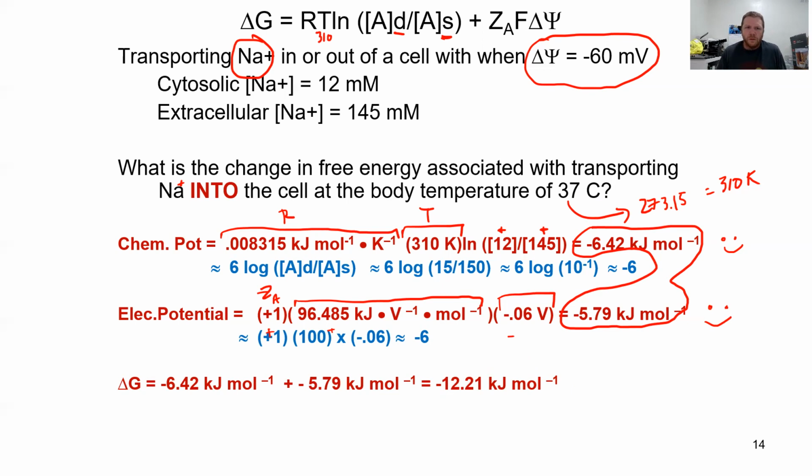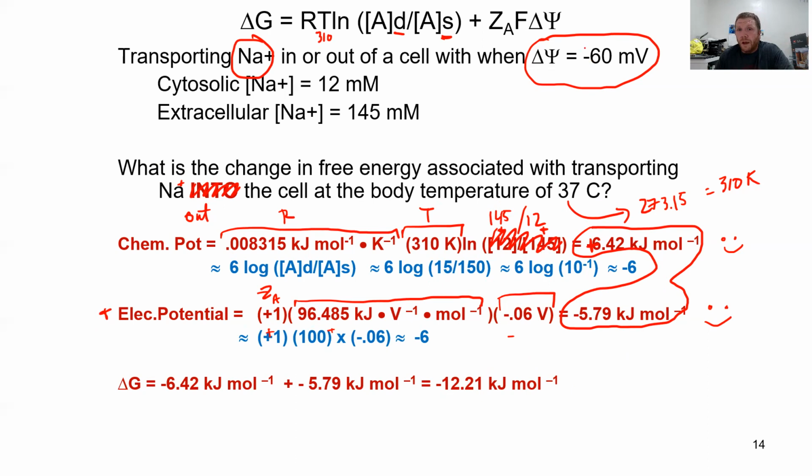Okay, so how could this problem be different? Well, one way is if we're going out. How would that change our chemical potential? If we're going out of the cell, then this right here gets flipped, 145 divided by 12. That would give us a negative value there, which would make that an overall positive value.